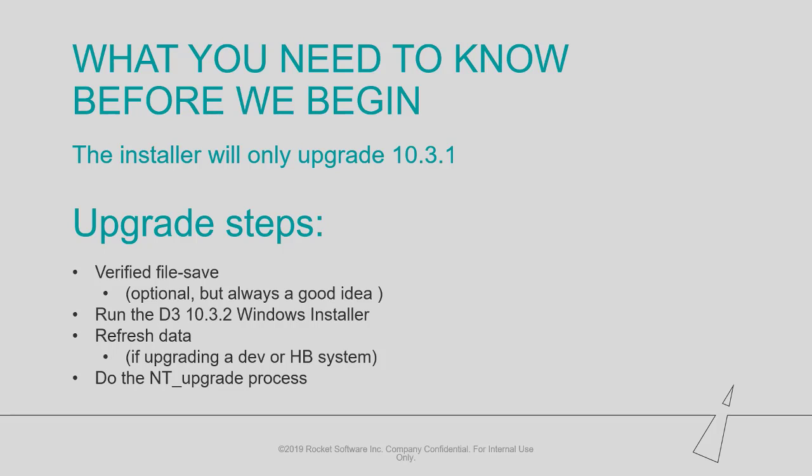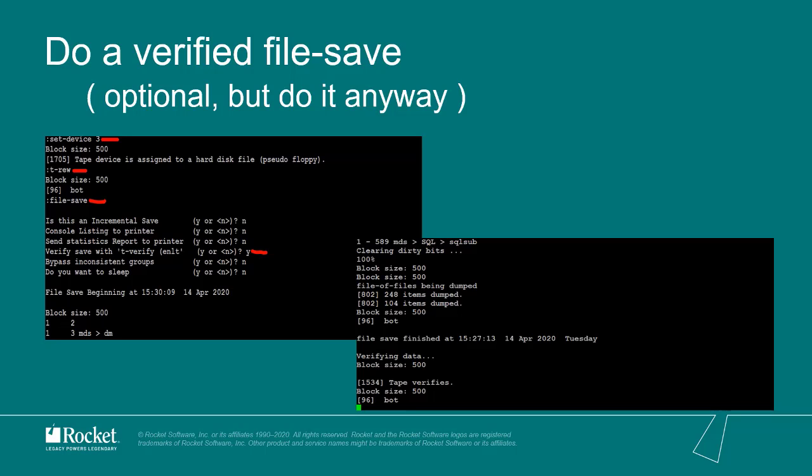Before we begin, let's get an overview of the steps you'll be taking. First, you want to get a verified file save. Note that this step is optional, but it's always a good idea to have a fresh file save in case something bad happens. Next, you'll run the Windows installer to upgrade D3. If you're doing a data refresh, you'll do that next. Finally, you'll do the NT upgrade step. We'll start with a verified file save.